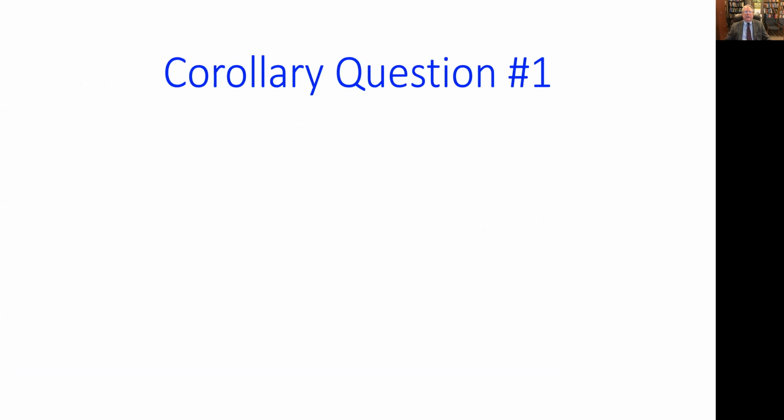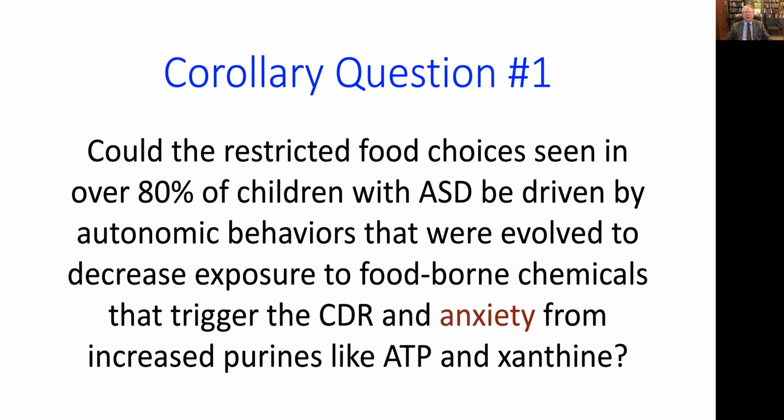Okay, so this leads naturally to a corollary question. Could the restricted food preferences and choices seen in over 80% of children with ASD be driven by autonomic behaviors that evolved to decrease the exposure to foodborne chemicals that would otherwise trigger the CDR, and an anxiety response from increased purines and ATP and xanthine?